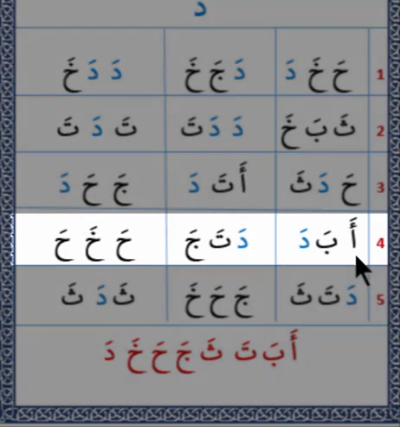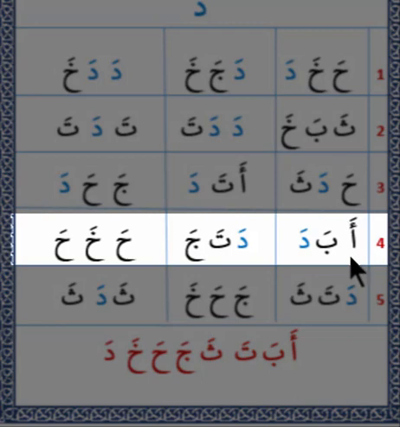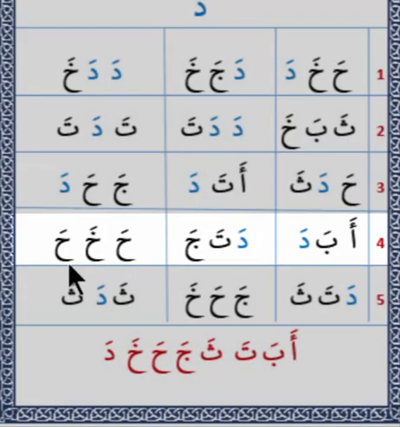Fourth line, a, ba, da, a, ba, da, da, ta, ja, da, ta, ja, ha, ho, ha, ha, ho, ha.